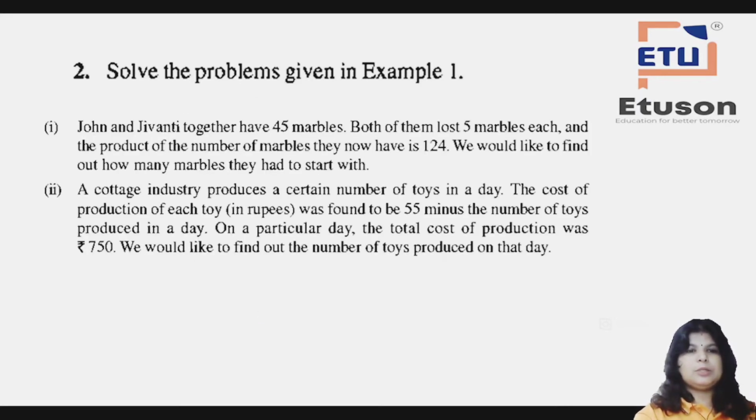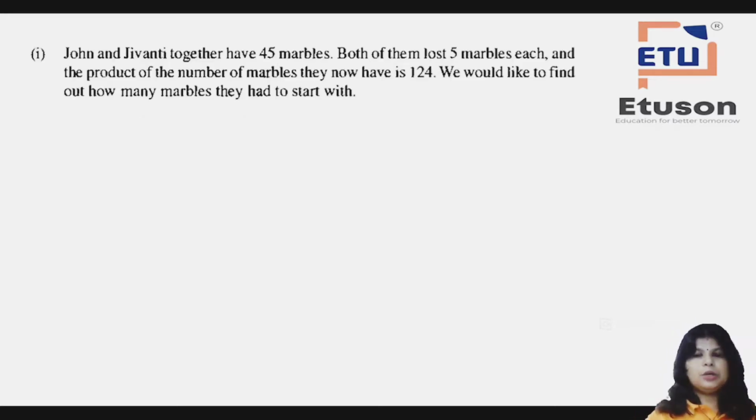Actually in question number 2, it was given that solve the problems given in example 1 of your NCERT book. So I have just taken the problems of example 1. Your first question was: John and Jivanti together have 45 marbles. Okay, so John and Jivanti together have 45 marbles.